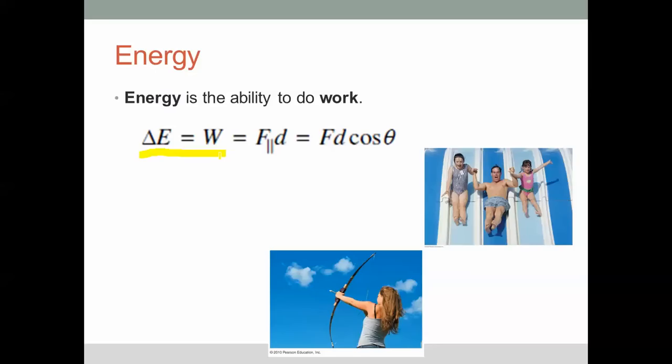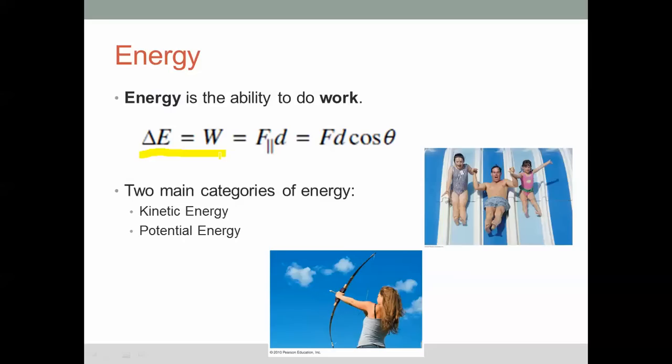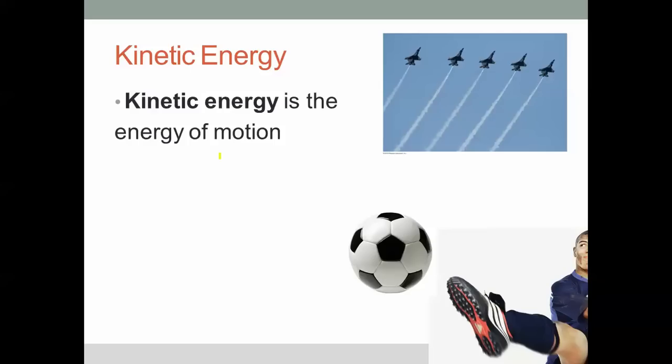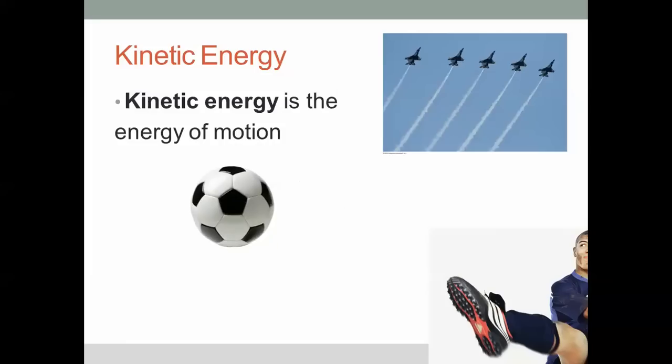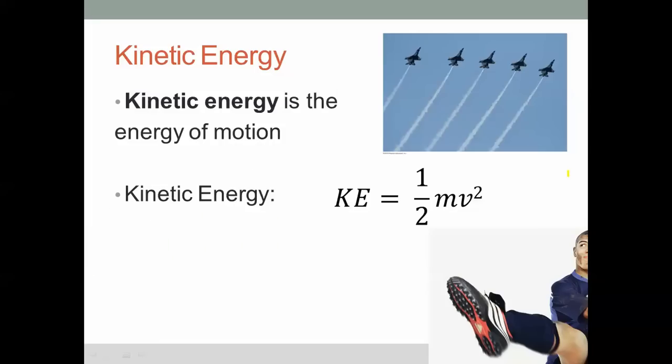For now, I want to introduce the idea of energy and the types of energy. The two main categories I'm going to talk about are kinetic energy and potential energy. Kinetic energy is the energy of motion. Anytime something's moving, it has kinetic energy. The equation on your AP equation sheet is that kinetic energy equals 1/2 mv squared.